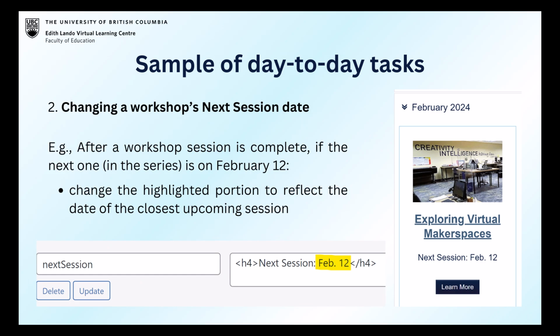Another common task is changing a workshop's next session date. So for example, after a workshop session is complete, if the next one in the series is, say, on February 12th, then you would change the highlighted portion to reflect the date. This would be the date of the closest upcoming session.